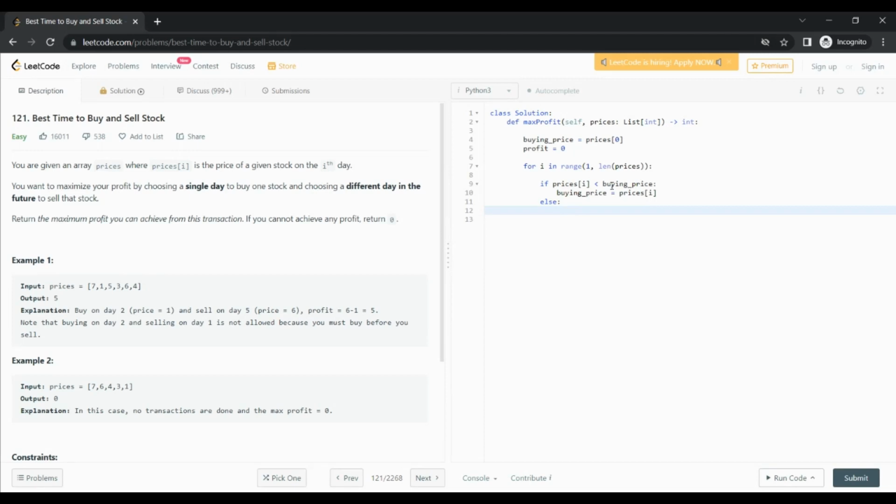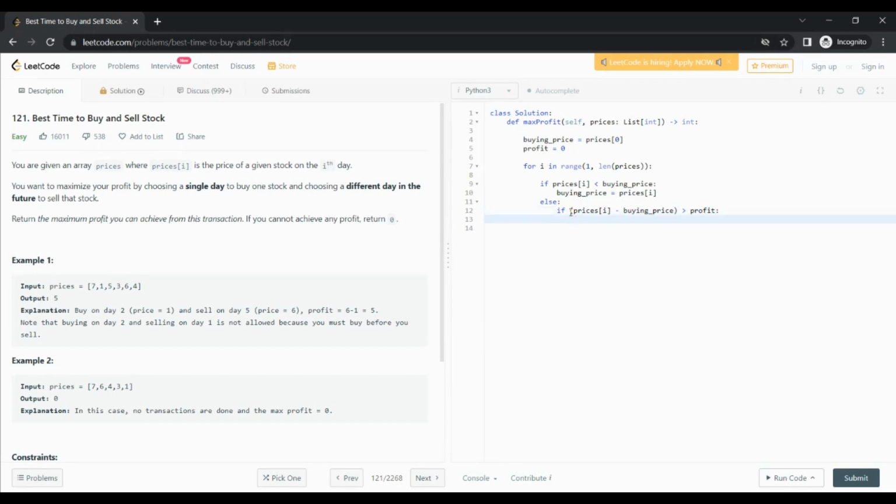So we want to see if that profit is greater than the overall profit. So we want to see if the profit that we encounter is greater than the overall profit, which is stored in profit. Now, to calculate the profit, it's just the current price we are at, which is prices at i, minus whatever the buying price is. So that's the profit, the element we are currently at, minus whatever the buying price variable is.